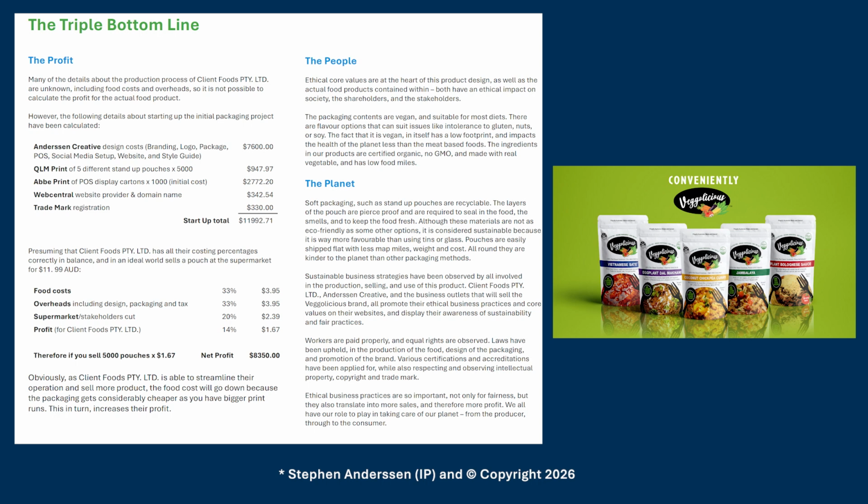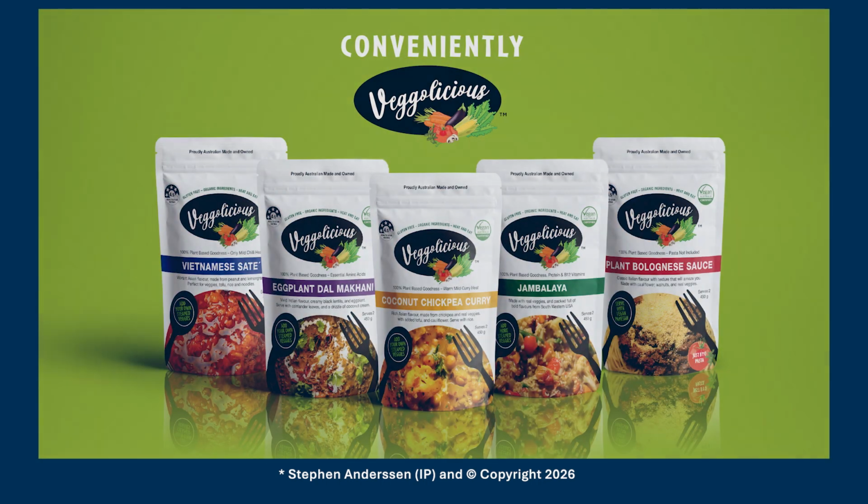So the profit, to start up with, it's going to be very expensive to start up with. But once they make lots of product and they're producing and they're selling Australia-wide across supermarkets, then they'll be making quite a bit of profit. And of course, most importantly, it shows my profit and what I'm going to charge for the work that I'm going to do. The people part of it, it's an ethical product to start with.